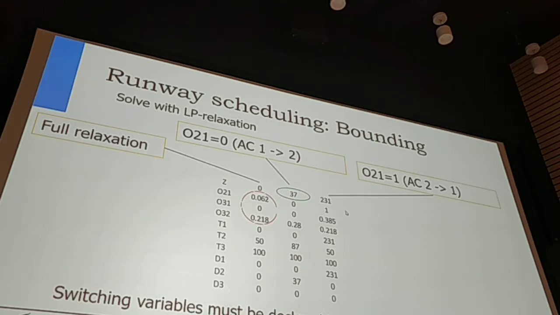What we're trying to minimize is the total delay. What you can see here is that these switching variables must be declared binary, or you'll get a nonsense result. So you really have to use binary variables here. And the 37 is a much more interesting solution than 231. So we'll first look at this one, the 37.